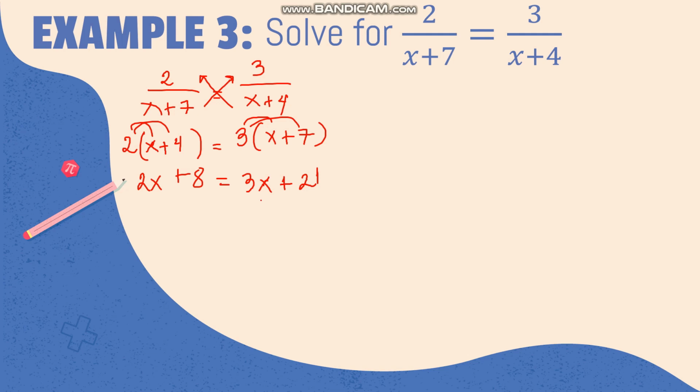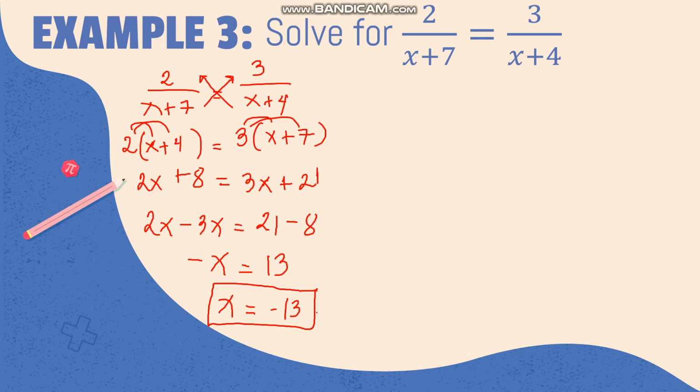Now let's isolate all the terms with variables on one side. So we have 2x minus 3x equals 21, then the 8, you move it to the other side, minus 8. So 2x minus 3x is negative x equals 21 minus 8, which is 13. And since this is negative, just multiply by negative 1. So we have x equals negative 13. So this is now the value of x, or this is now the solution. Now let's check.